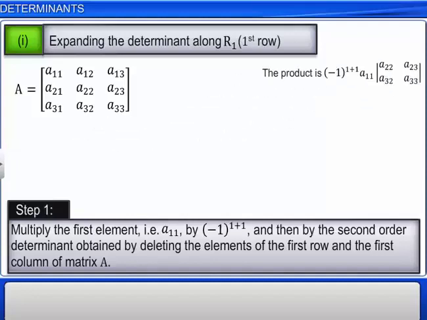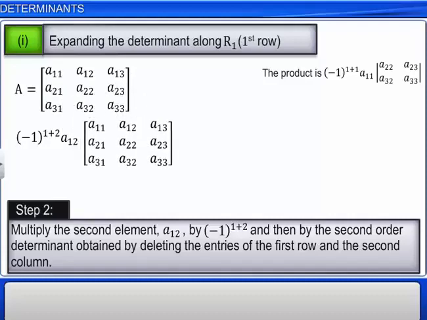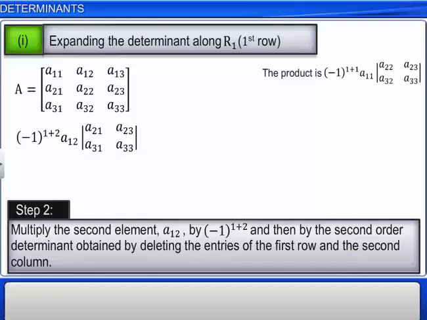In step 2, we multiply the second element A12 of the first row by minus 1 raised to the power of 1 plus 2, where 1 plus 2 is the sum of the suffixes of A12. And then, by the second-order determinant obtained by deleting the elements of the first row and the second column of matrix A. This is because A12 is an entry in the first row and the second column. The product is as shown.